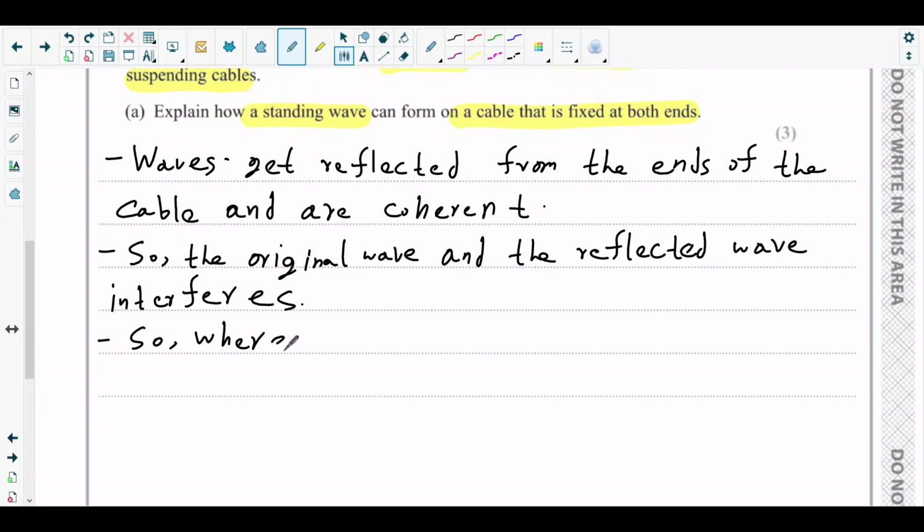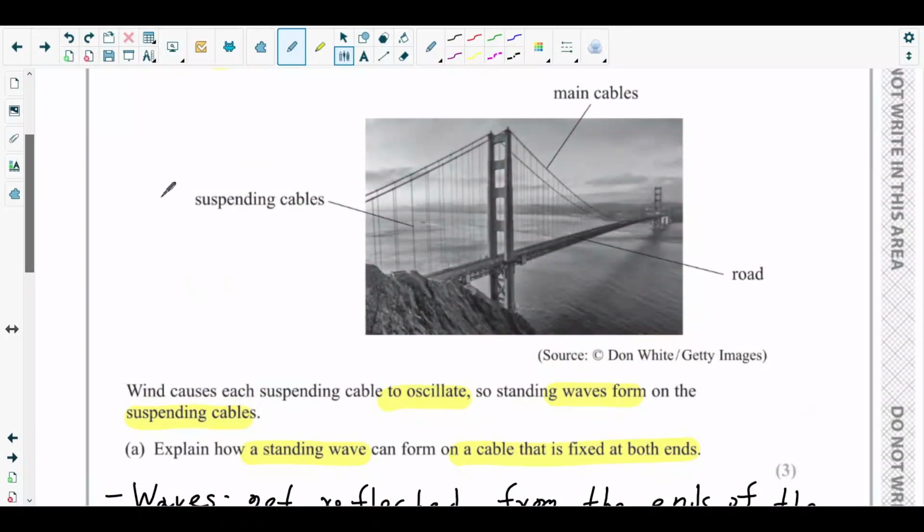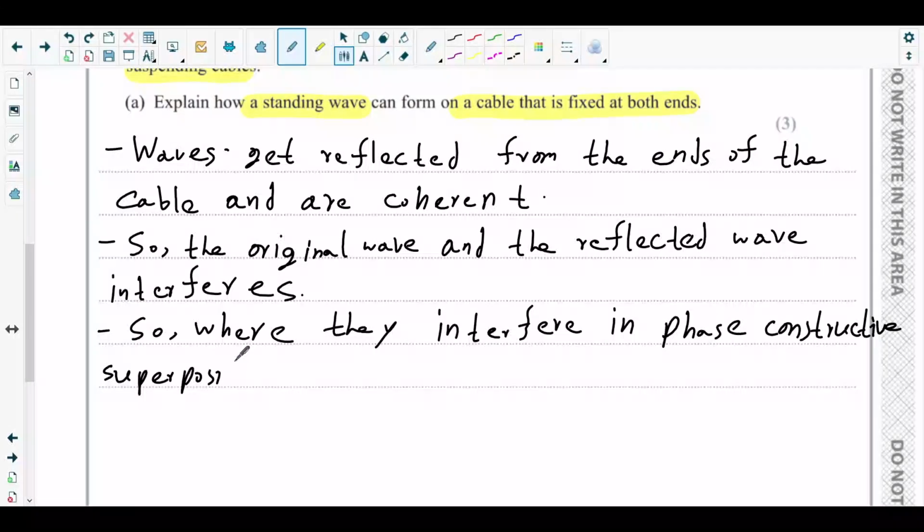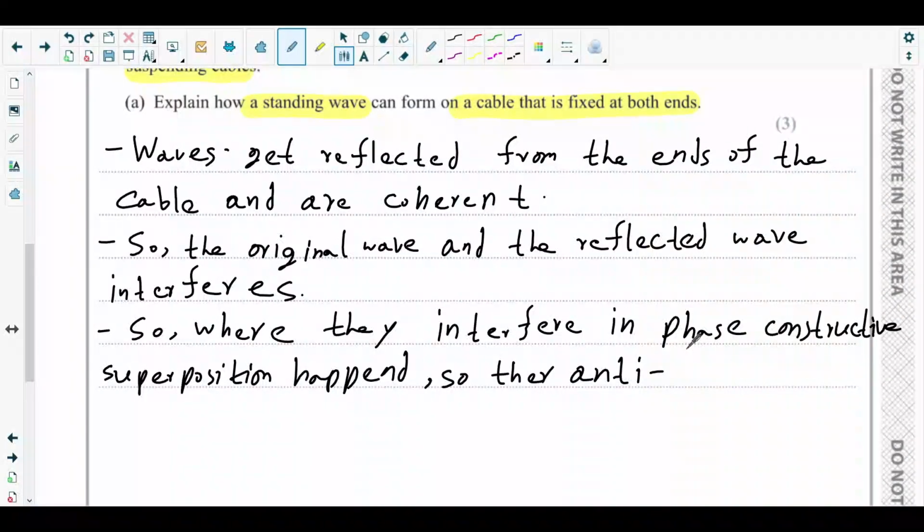The second point we said is the original wave and the reflected wave interfere. As they interfere, we know that in a standing wave there are nodes and antinodes. So now you have to say how these nodes and antinodes are formed. Where they interfere in phase, constructive superposition happens, and antinodes are formed, regions with the highest maximum displacement. So antinodes are formed.